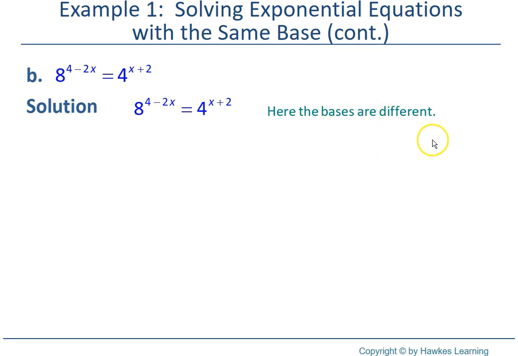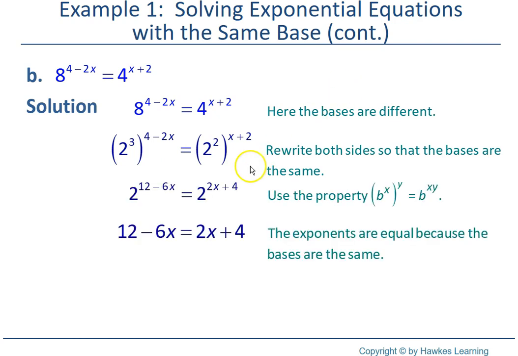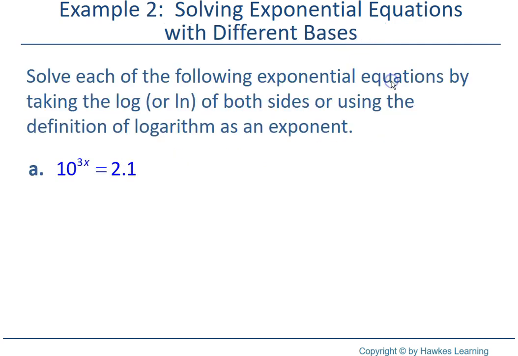The bases are different. We said that. Okay. So you had to fiddle with it to get the bases to be the same. Now, if the bases are the same, you work with the exponents equaling each other, and you get x equals 1. Now, for example 2, we're solving exponential equations with different bases.